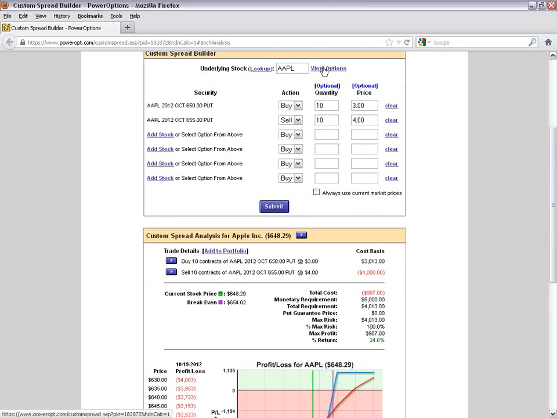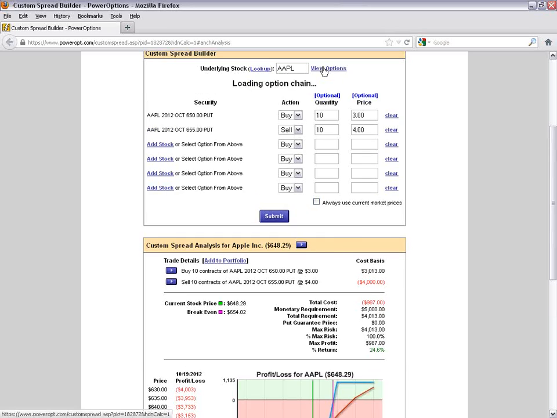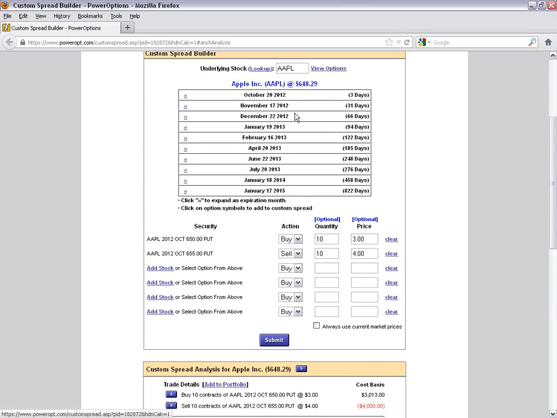I'm going to go into View Options. This is the manual way, doing an adjustment manually. I can click on View Options above our custom spread view. Now, what do I have to do first? I've got to close the two legs I have open.